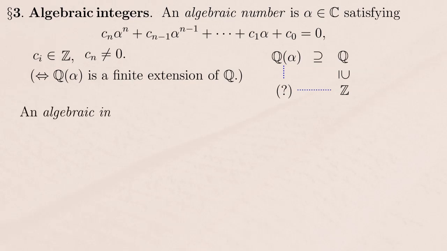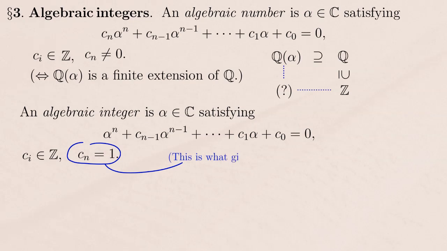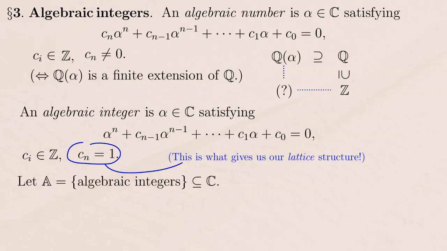An algebraic integer is a complex number, alpha, satisfying an equation exactly as before, except this time Cn equals 1. The polynomial is monic. So I'm just going to go ahead and set Cn equal to 1. This important condition is what makes our rings look like discrete lattices. So let me call the set of algebraic integers A. This is actually a large subring of C.